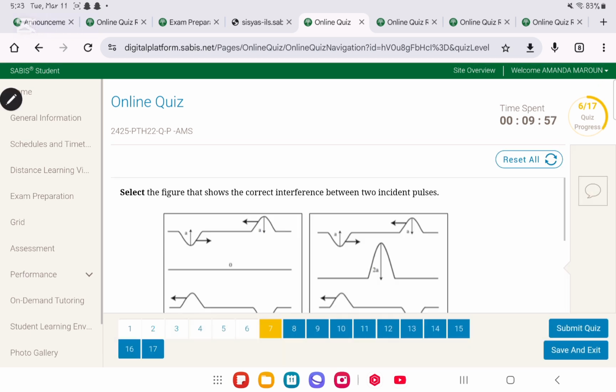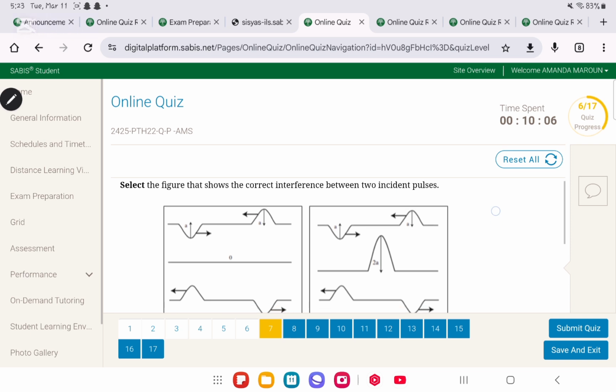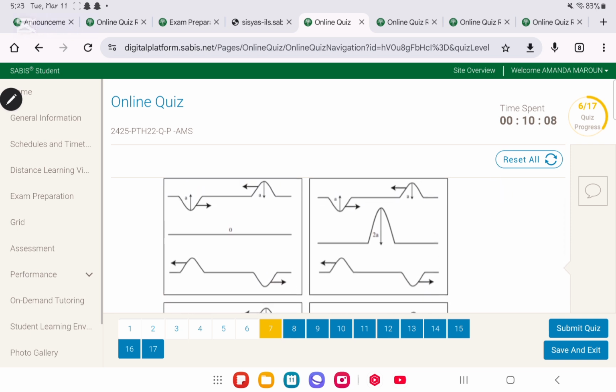We move on to question number 7. Select the figure that shows the correct interference between two incident pulses. So what do they mean by incident pulses? It means that they will meet. Okay, so let us see what will happen. These are in the opposite sense, so it is destructive interference. So they're either going to make a smaller wave or it will just become 0. Since their amplitudes are both A, they're both the same, they're going to make a flat line and then continue normally. The first one is totally correct.